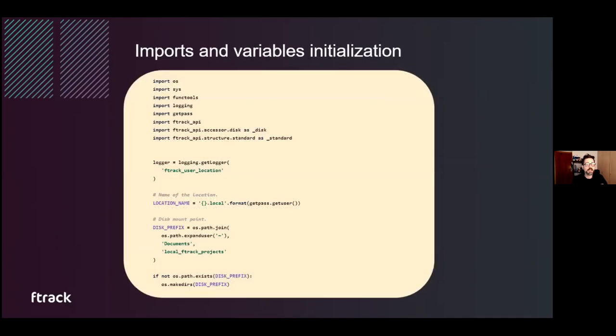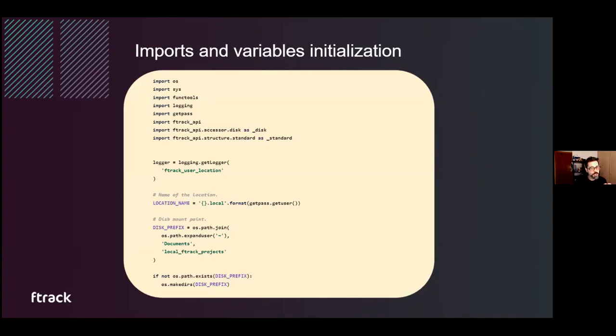So let's kick off. Okay, at the top, we're going to have our common imports: import os, sys, functools, logging, getpass, and ftrack_api. From the ftrack API, we're going to get our disk accessor and our standard structure. Code less, code better. Focus on the feature that you want. We're going to create a logger. We're going to create a location name variable. Now, keep this in mind because it will come in handy later on.